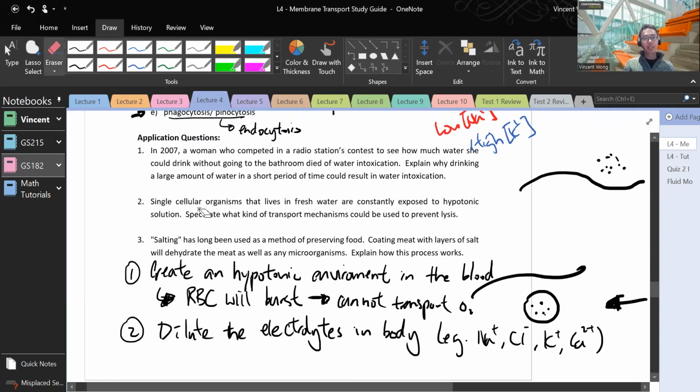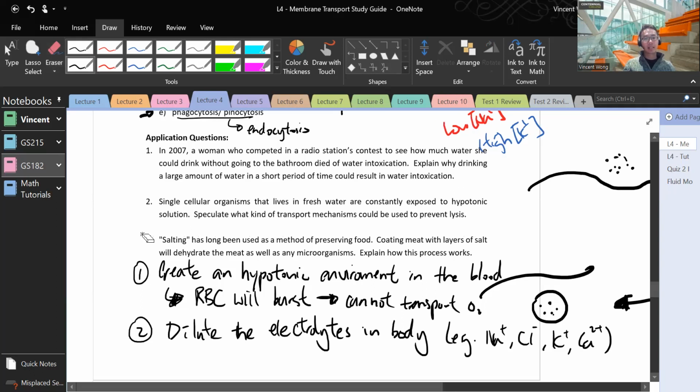Number 2, single-cell organisms that live in fresh water are constantly exposed to a hypotonic solution. Speculate what kind of transport mechanism could be used to prevent lysis. Okay, so we talked about this thing called the paramecium, right? Last time, it's a single-cell organism that lives in a pond, and water is going to keep on coming in, right? If it doesn't have some kind of a mechanism to counteract that, it's going to burst.